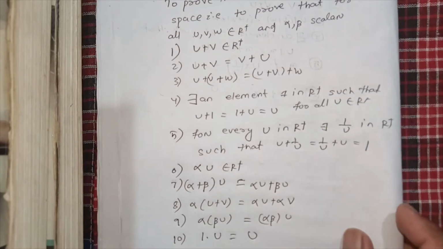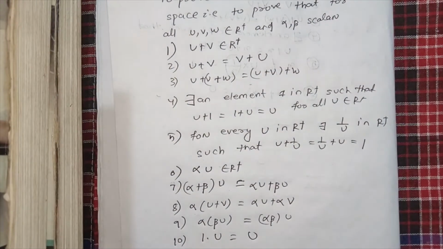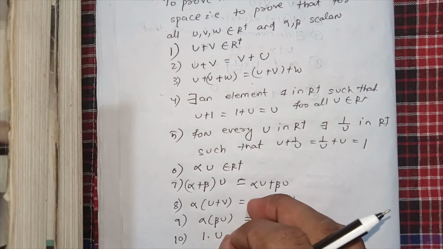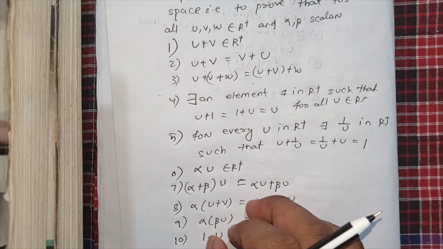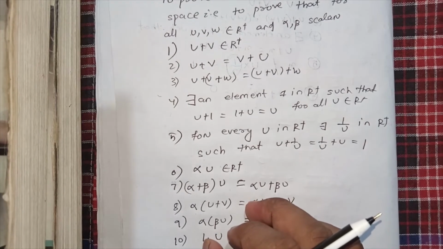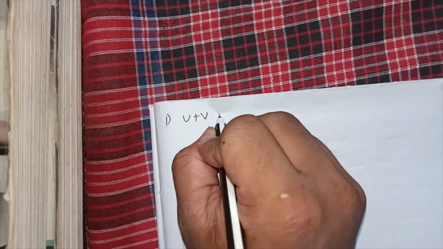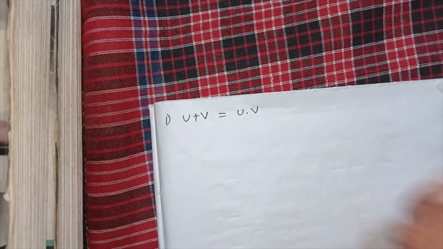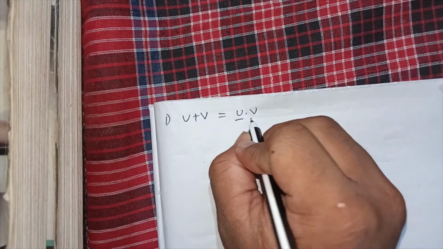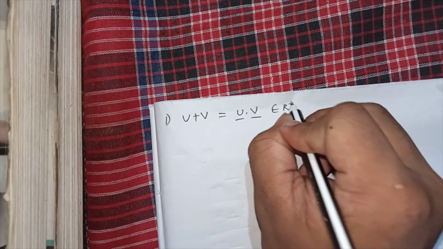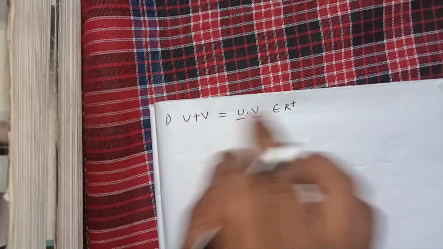We have to remember all these 10 properties that a vector space satisfies. If we prove that these are applicable in the given conditions, then this R plus will be a vector space. So the first case is that u plus v is equal to u into v. The addition in the given condition, u plus v is equal to u into v, and we know that both u and v are positive real numbers, and if you multiply two positive real numbers, you will get a positive real number, and this belongs to R plus, that is, u plus v belongs to R plus.